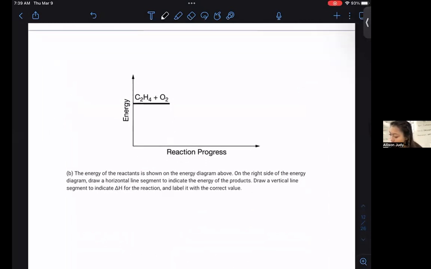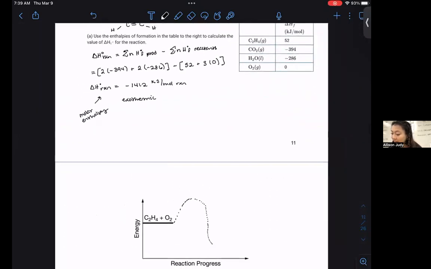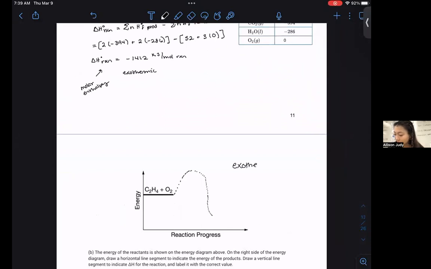Here we have the energy of the reactants is shown on the energy diagram above. On the right side of the energy diagram, draw a horizontal line segment to indicate the energy of the products. Draw a vertical line segment to indicate the enthalpy of the reaction and label it with the correct value. So obviously there's going to be some activation energy going on here. You don't know what it is, but you do know that wherever the activation energy takes you, the final products should be lower in potential energy than the reactants. Okay, so that means that the potential energy of your products, if it's exothermic, is less than the potential energy of your reactants, reflecting a net overall loss of energy.